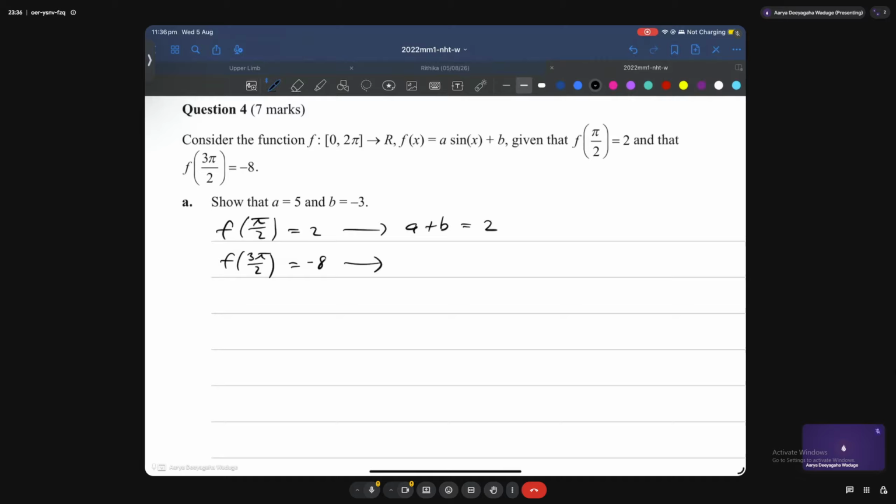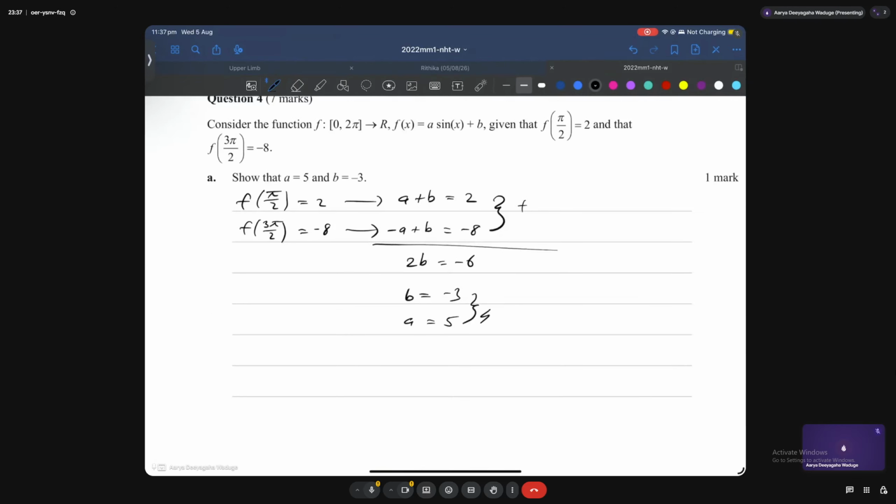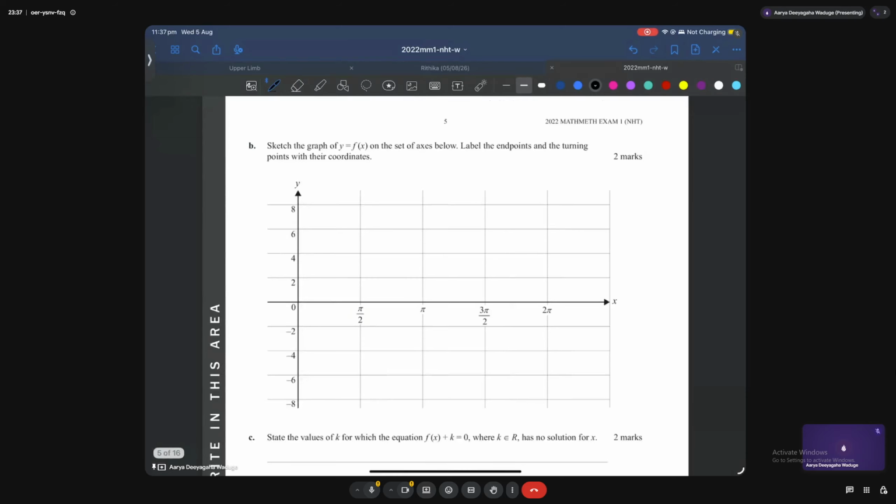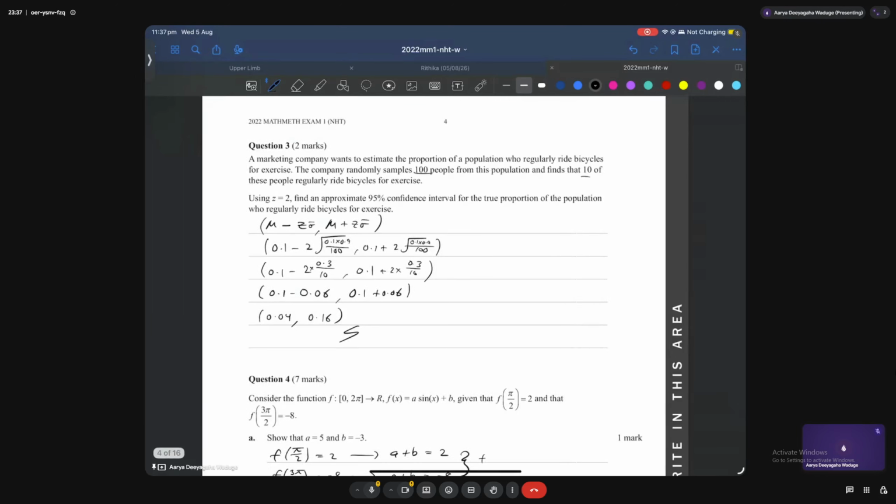Sine of 3 pi on 2 is negative 1, so that's negative a plus b is equal to negative 8. Here we can simply add these two equations together. We're going to get 2b is equal to negative 6, therefore b is equal to negative 3, and a is equal to 5. Very cool. That's your answers there. Sketch the graph of f of x.